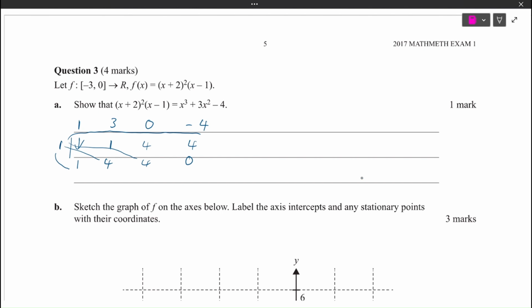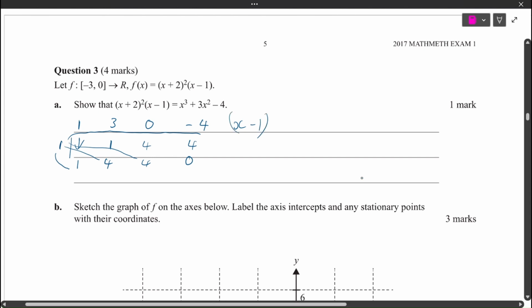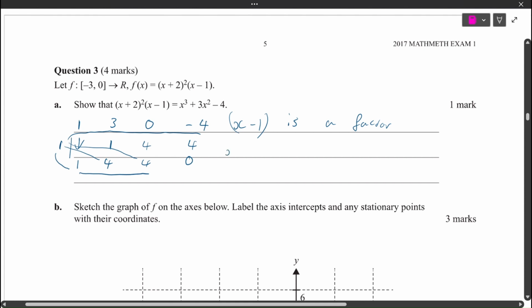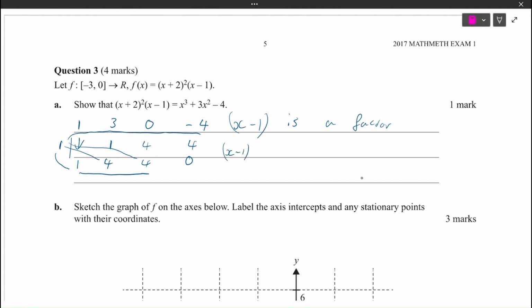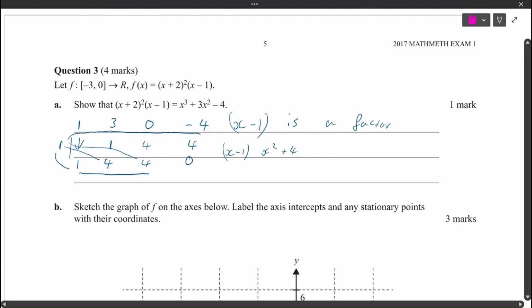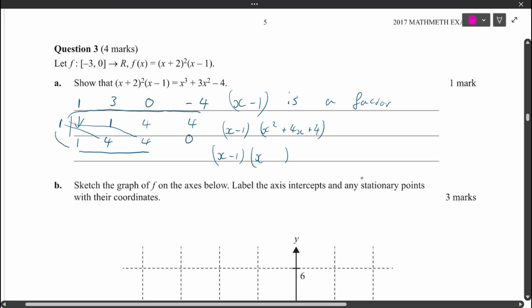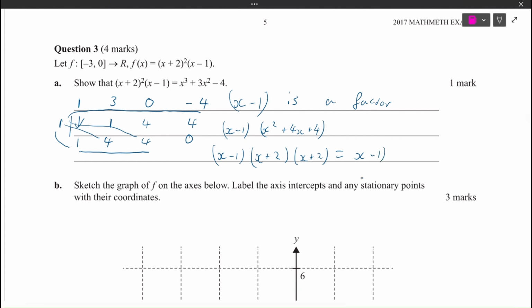So that will be your working out. And then you can write that x minus 1 is a factor. And then you can get this expression here. So you can write x minus 1. And then this will be a new expression. So it'll be x squared plus 4x plus 4, and then you can factor how you normally would. So we would write that, and then obviously we can see that it has to be plus 2, which equals x minus 1, x plus 2 squared.